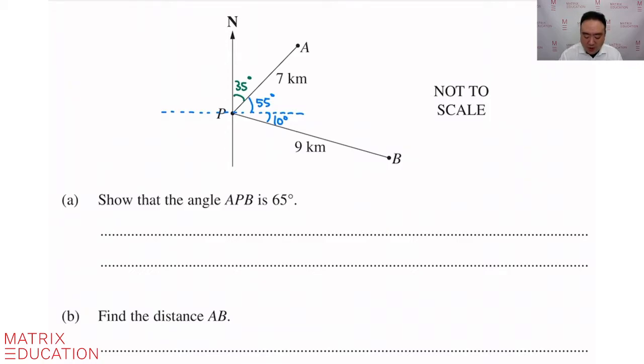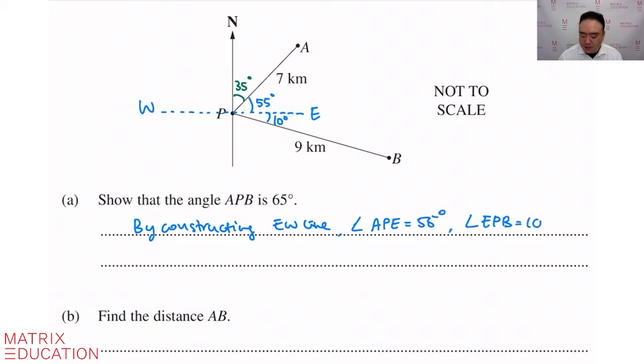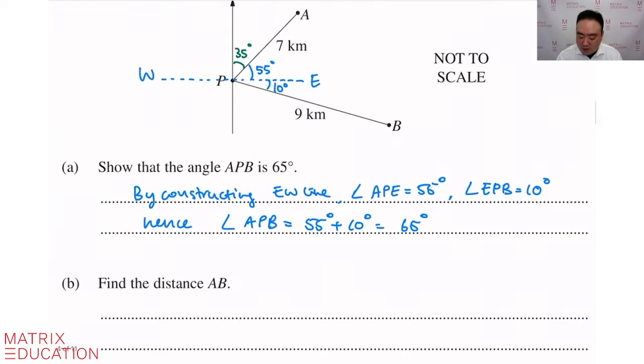We have shown that the angle APB, which is this angle. What I can say is by constructing an east-west line, let's call that E, we find that angle APE is 55 degrees and angle EPB is 10 degrees. Hence, angle APB is 55 plus 10, and that is 65 degrees. So that is one question down.